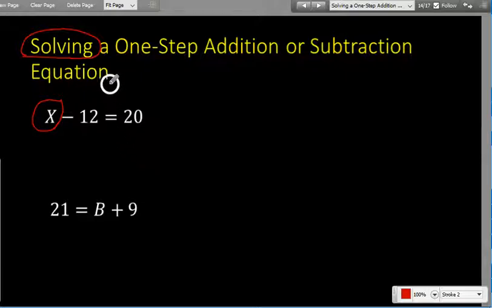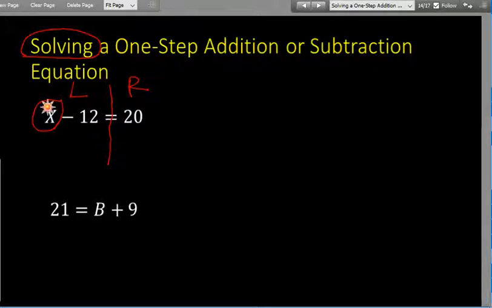So you guys can see that here's my equal sign right here. Here's my right side of the equation. Here's my left side of the equation. On the left side of the equation, it is x subtract 12 equals 20. If I want this to just be an x, I've got to get rid of the subtract 12. Okay? So I do that by using opposite or inverse operations.